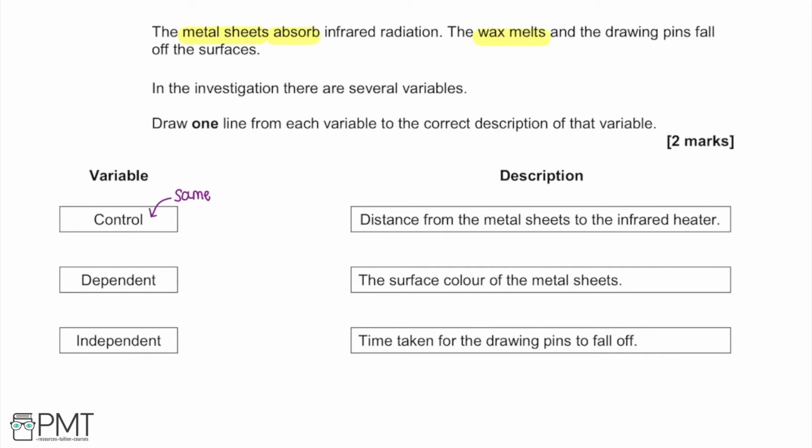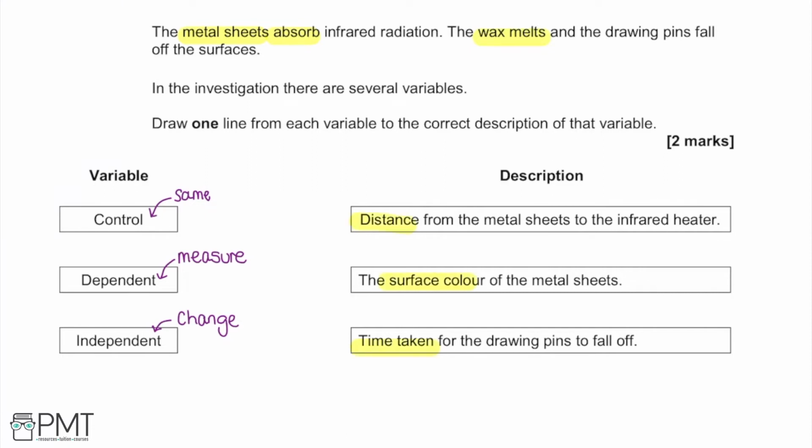Then we've got the dependent variable here, which is what we're going to measure. So why are we doing this experiment? What results are we looking to get from it? What are we measuring throughout the experiment? And then we've got the independent variable, which is the one thing that we're going to change throughout the experiment in order to get this range of results and to see what the outcome of our research and experiment is.